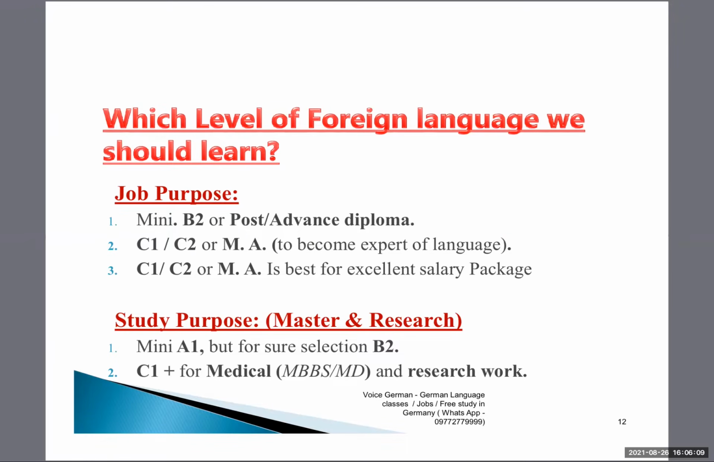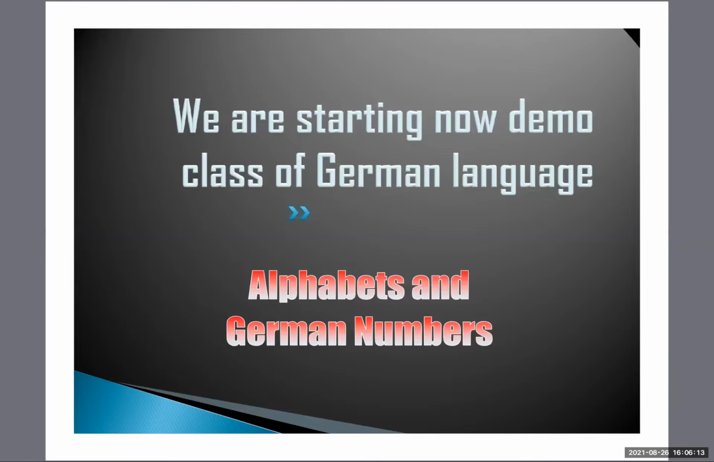So now we are starting a small chapter. The first topic is alphabets. In every language, firstly we learn the alphabets. Basically, we write German as in English, but the sound is different. Normally in English there are 26 alphabets, but here there are four extra, so a total of 30 alphabets.